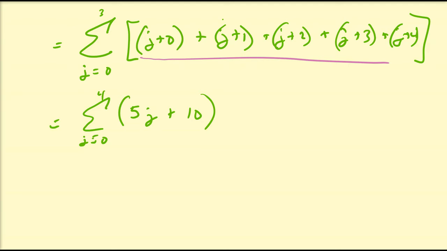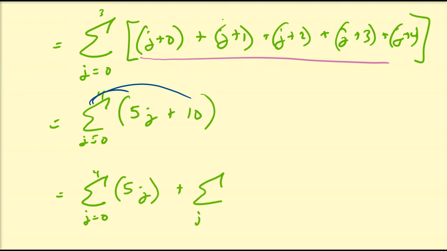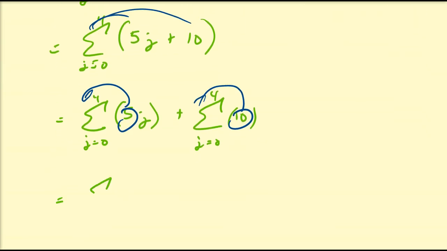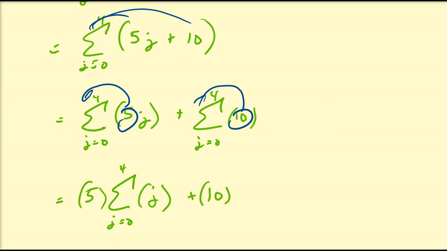One way we can do it is to distribute the sum, because we know addition is commutative over the set of reals. So we can rewrite this as the sum from j equals 0 to 3 of 5j plus the sum from j equals 0 to 3 of 10. And then we can factor the constants out of the sum, so we have 5 times the sum from j equals 0 to 3 of j plus 10 times the sum from j equals 0 to 3 of 1.